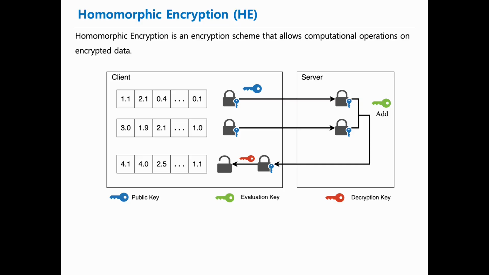Finally, when the ciphertext is passed to the user as a result of the operations, the user decrypts the result with his own decryption key. It can be seen that the result obtained in this way is the sum of the two plaintext vectors before encryption. Homomorphic encryption allows various operations to be performed without decryption. So many studies are being conducted today to apply homomorphic encryption to various statistical operations and machine learning operations.